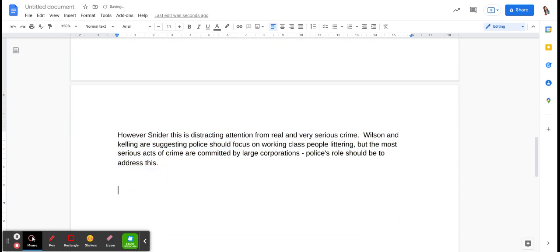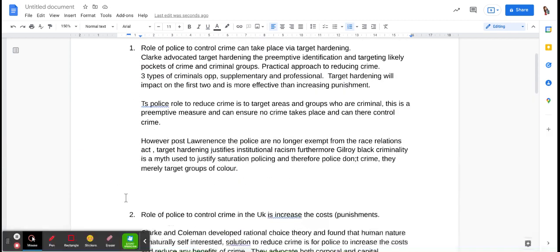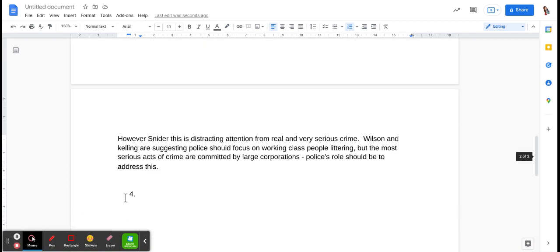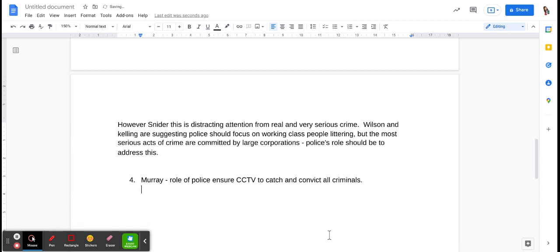Okay, so paragraph 4 then. For paragraph 4, I know Murray's the first in the grid, but I kind of held off for him because I felt like most of the time he's talking about the underclass, which we don't want to spend most of the examiner's time talking about because they don't really link to the role. So for paragraph 4, for Murray, the role of police is to ensure the use of CCTV and to catch and convict all criminals. So for Murray, the role of police is to ensure that we have CCTV and therefore to catch and convict all criminals. I'm going to do a tiny bit of the underclass because otherwise it's not even going to be a paragraph. It's going to be like one line.